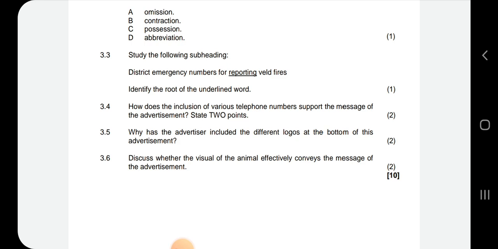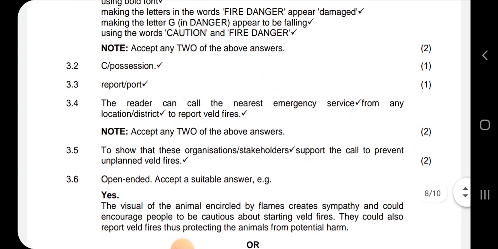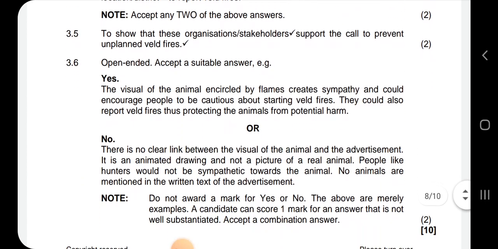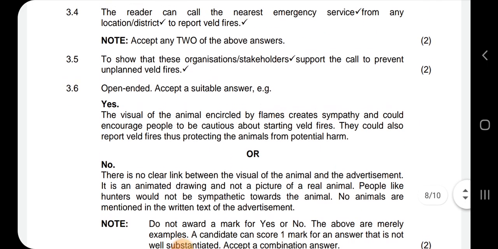And then you're going to discuss whether the visual of the animal effectively conveys the message of the advertisement. Well, the animal, not sure about it, but it can say that field fires affect animals. So yes, it does. It's like fire, danger, and we're talking about, and we have animals there. So field fire, it does, because field fire affects animals. And these are the full answers to that question, and I hope you got everything correctly.